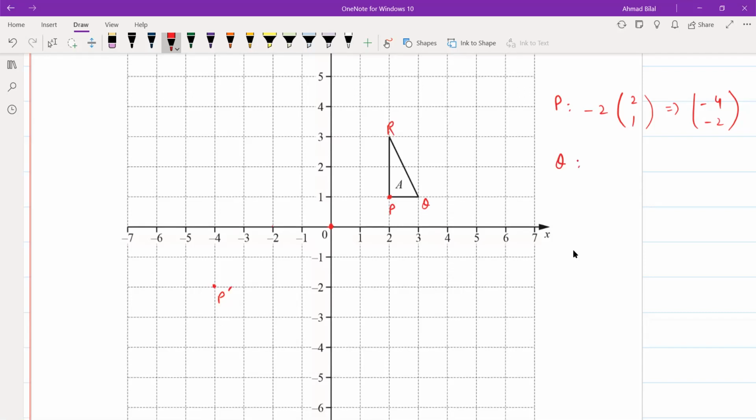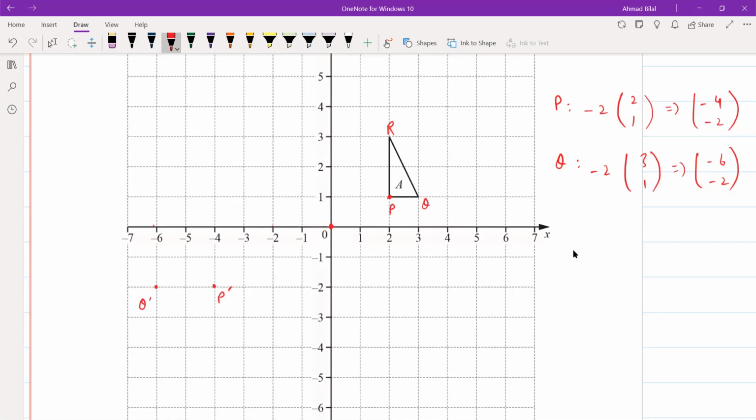Okay, so what about Q? Q कहाँ पे था, Q is 3 units to the right, 1 unit up, इसको आप -2 से मल्टीप्लाई कर दो। What do you get? You get -6 and -2। Center of enlargement से 6 units to the left, 2 units down, that point is going to be here. This is Q dash.